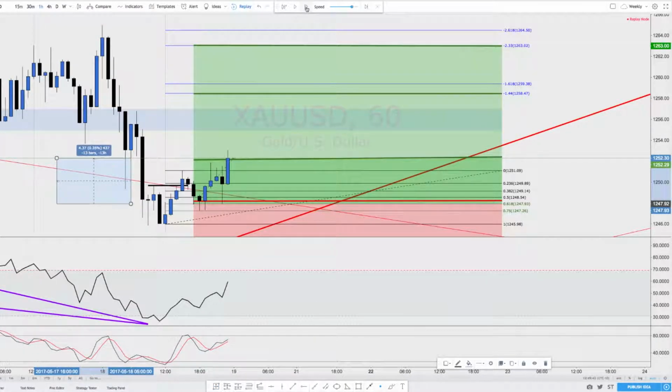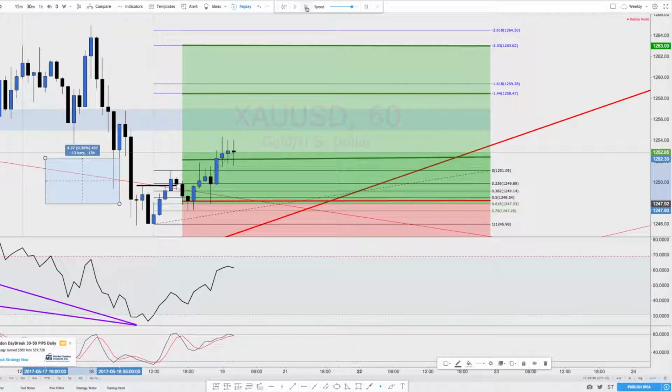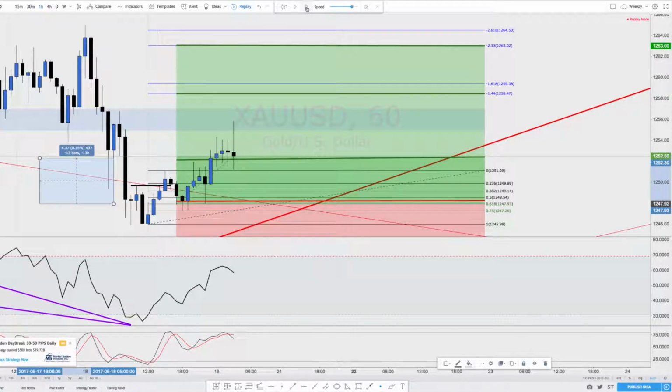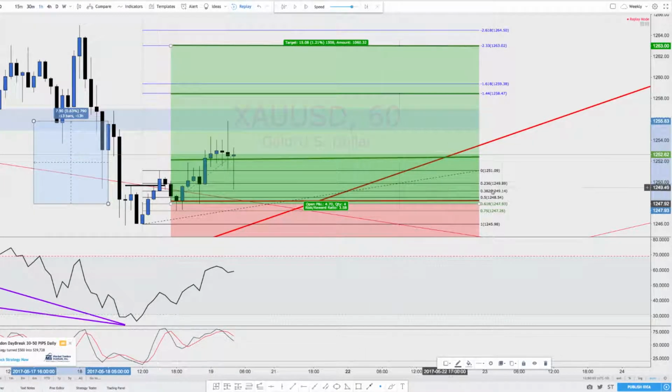Let's advance the chart. Price has gone up to 79 pips, but is now back to our take profit 1 level. Let's advance the chart.